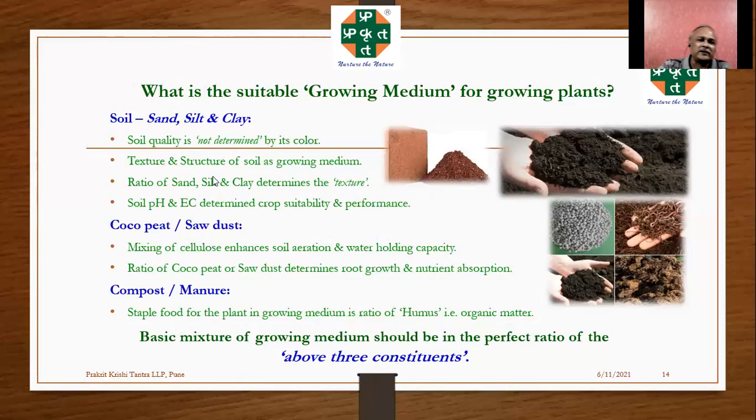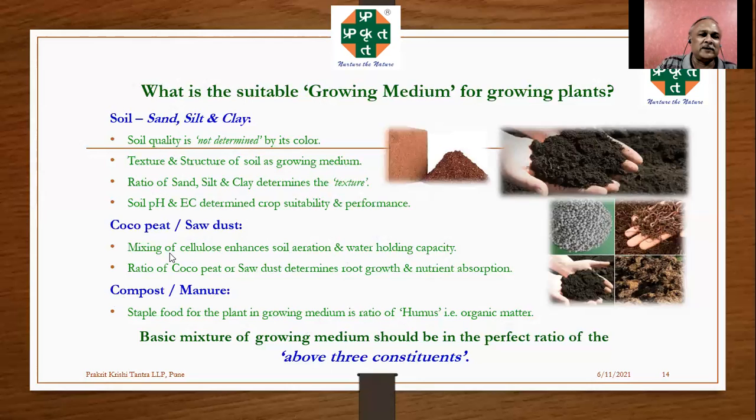So what should be the perfect ratio? The perfect ratio is this should be 50%, this should be 25%, and this should be 25% to make the initial mixture for pot filling or for filling the container, because this will be slowly kept on being utilized by the plant, and this quantity will get reduced, and you have to add, but you cannot add in the original quantity, never, unless you do the repotting and you prepare the mixture again.